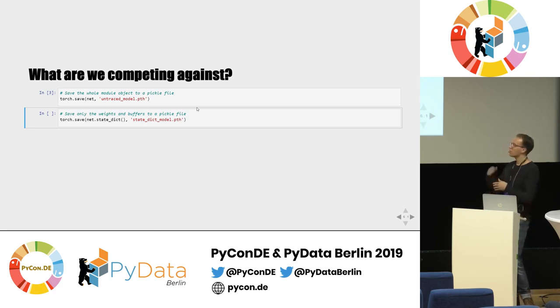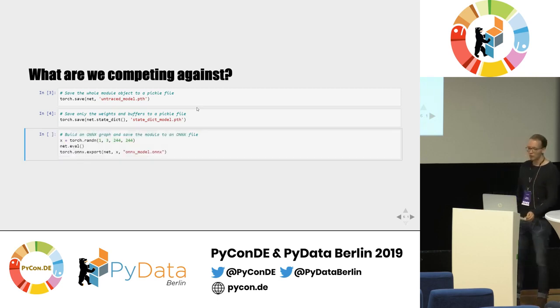The difference is that we now would need to reinstantiate the object ourselves and load the state dict back into the object. We can do that too. The more exotic way would be exporting an ONNX graph.